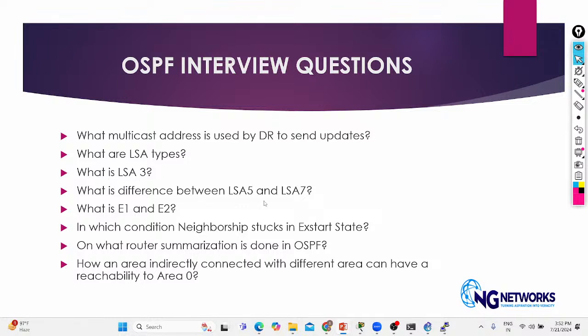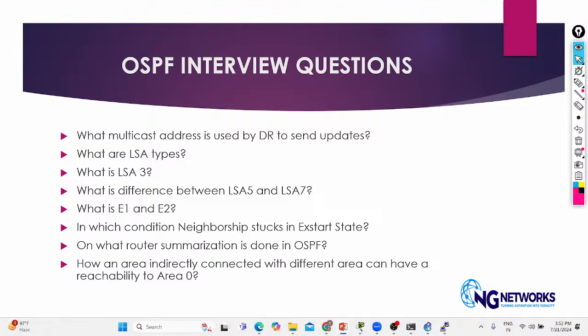LSA types we have discussed. LSA 3 is discussed. LSA 5 and LSA 7. LSA 7 is a different LSA. It is generated in an NSSA area. In future, when you study OSPF in detail, you will learn about one type of area that is a not-so-stubby area. So it's an area-specific LSA, whereas LSA 5 is generated when an ASBR is there, and in the NSSA area LSA 5 is not allowed. So that's why LSA 7 takes the responsibility to advertise the networks that are being advertised from the different routing protocols.